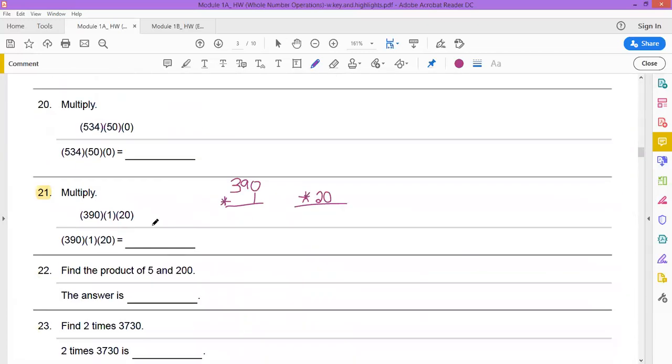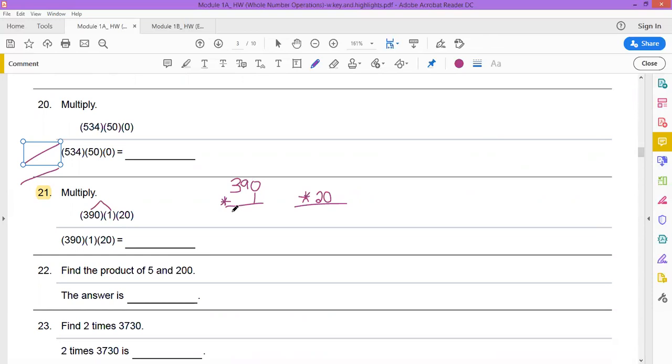All right, let's look at number 21. For 21, you're asked to multiply these 3 digits together. You got 390 times 1 times 20. So really, you're just multiplying each of these digits together, but we're taking the multiples 2 numbers at a time. So 390 times 1 first. 390 times 1, or any number times 1 is going to be itself.